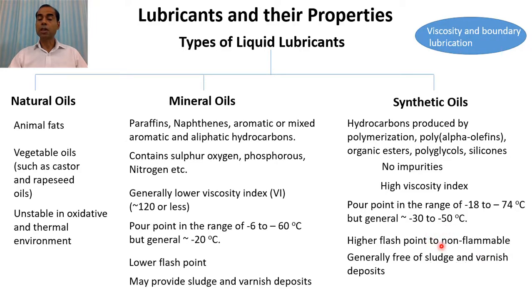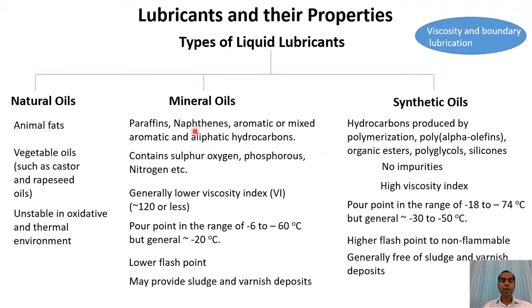In the case of fire, it is important that these lubricants do not catch fire. They are also generally free of sludge and varnish deposits, because they have a low amount of impurities and they are very stable compared to mineral oils in terms of their chemistry. So chemically they are very stable and therefore they produce less sludge and varnish deposits. These are the three main classes of lubricating oils.